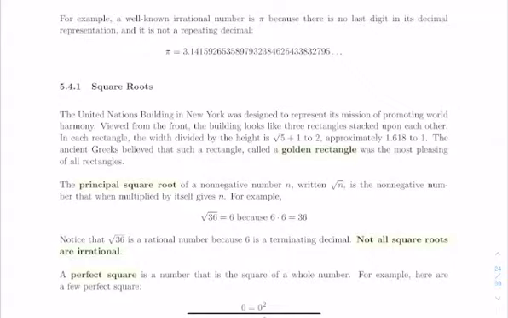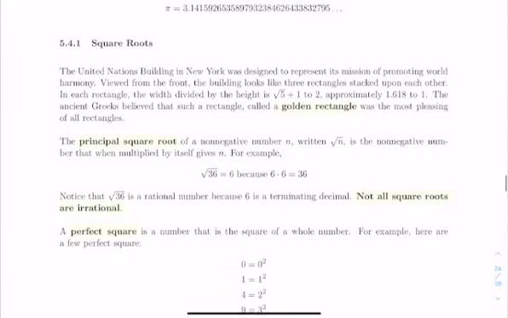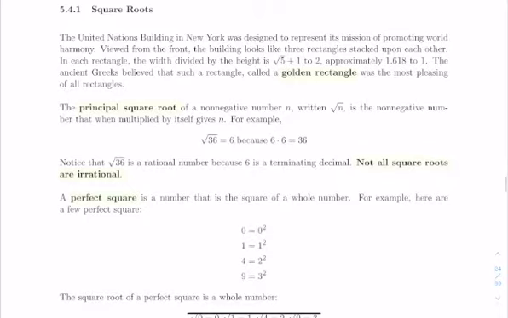The United Nations building in New York was designed to represent its mission of promoting world harmony. Viewed from the front, the building looks like 3 rectangles stacked upon each other. In each rectangle, the width divided by the height is the square root of 5 plus 1 over 2, which is approximately 1.61821. The ancient Greeks believed that such a rectangle, called the golden rectangle, was the most pleasing of all rectangles.